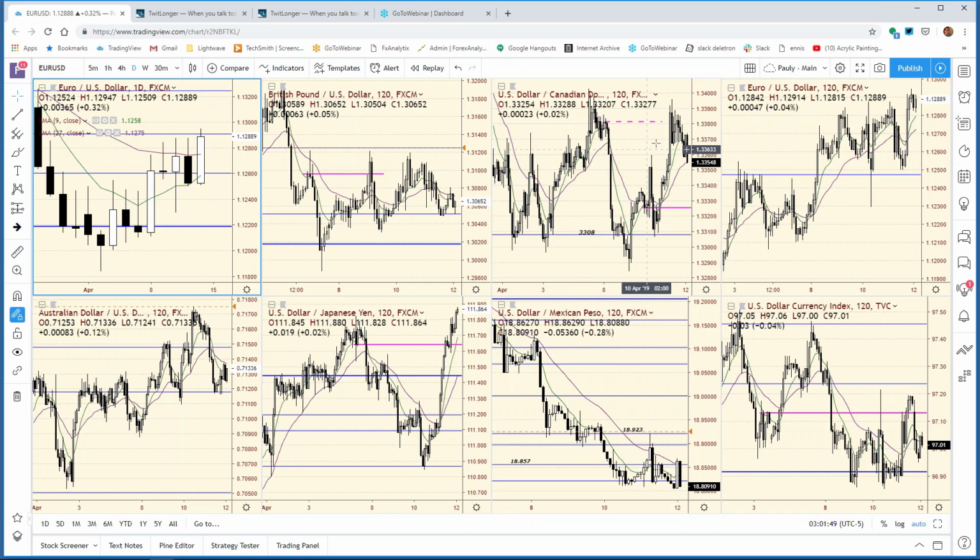Canadian dollar, we saw a jump, but we started to slide back down. Remember, that's that key area, that 33.54 here on the dollar CAD. And the peso continues to languish.